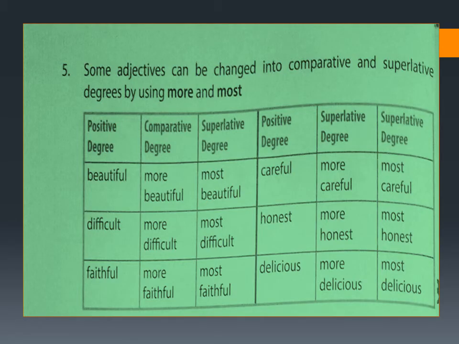Now we have seen in the examples, children. For positive degree of comparison, the adjective used was tall. And for comparative degree, the adjective used was taller. And for superlative degree, the adjective used was tallest. Now, how are these adjectives formed?